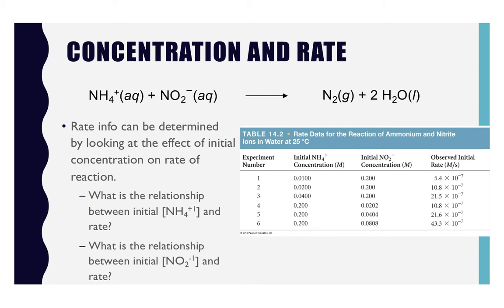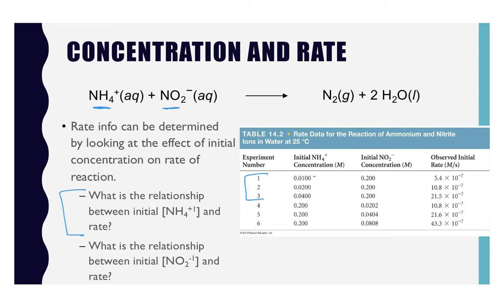So if we take a look, for example, at the data that we have over here, we can see that we can find a relationship between the initial NH4+ and the rate. Okay, so if you go ahead over here, take a look, see if you can figure that one out. Okay, you'll notice that for the reaction, we have both ammonium ions and nitrite ions. And if I look at my experiments over here on the side, you'll notice that the initial concentration of NH4+ changes in experiments 1, 2, and 3. The NO2- stays the same. Okay, so with that information, we can see if there's a relationship.